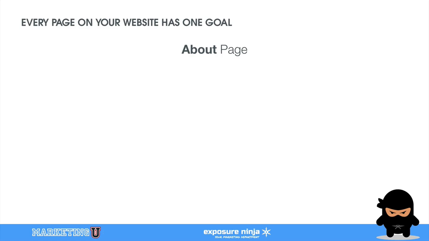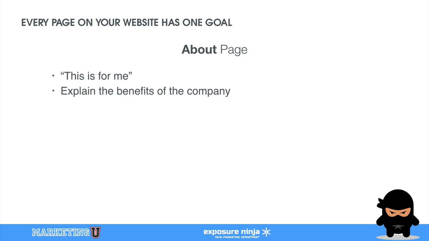So things that your About Us page needs to do: say, this is for me. So trigger exactly the same thing. Explain the benefits of the company, right? So your story, the team, the only reason to have that information is to make your company more attractive. So what do your customers, what do your visitors want to see? What are the things that they value? And then we need to make sure that those characteristics are highlighted in your About Us page.